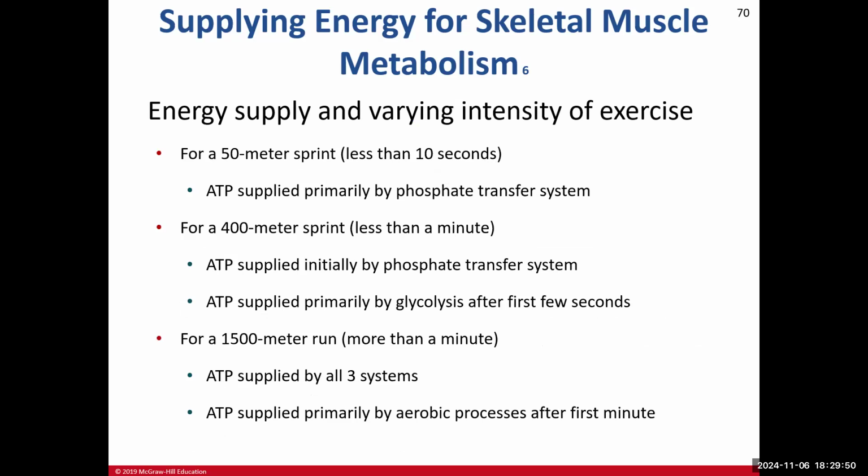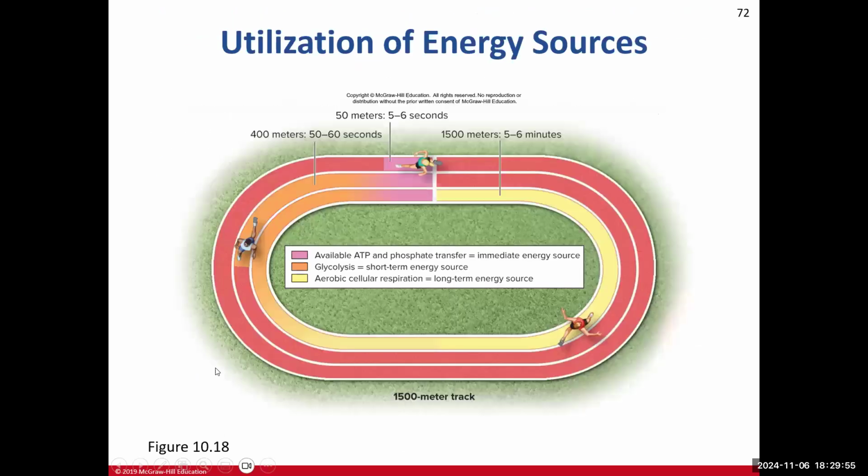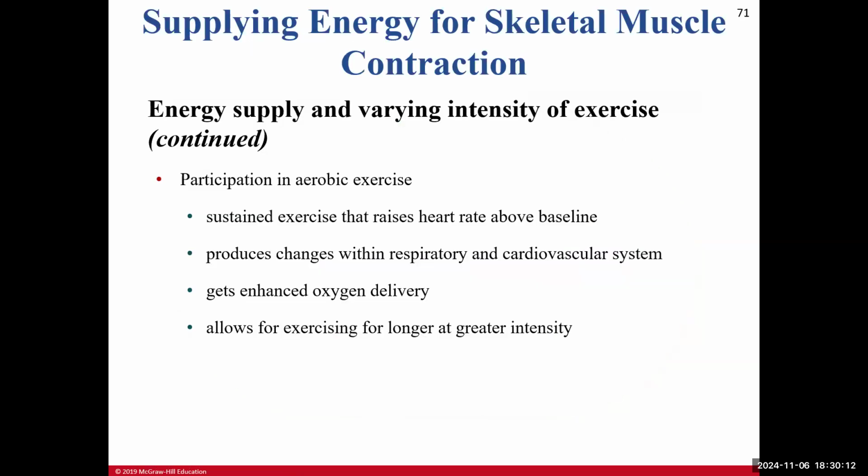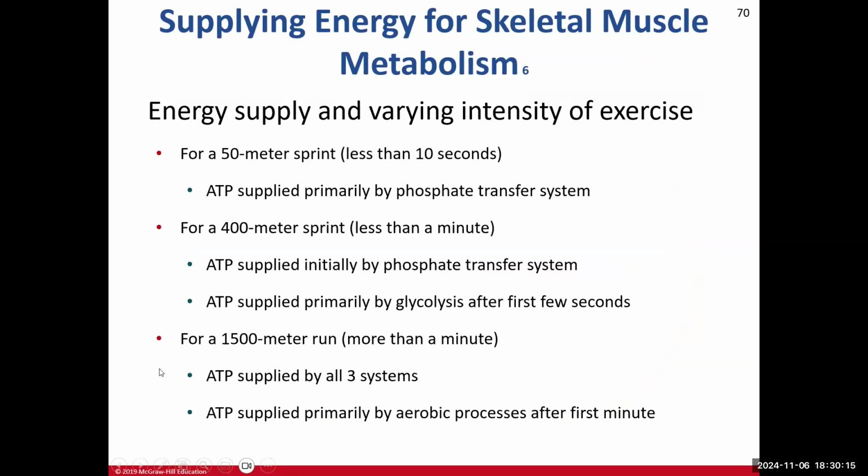So when we're looking at certain activities, the book likes to use these examples: the 50-meter sprint, the 400-meter sprint, and then the 1,500-meter run, which is like the mile run. Those different activities are going to utilize certain metabolic processes that we just talked about. For example, the 50-meter sprint is pretty short, less than 10 seconds. So we're primarily going to use the phosphate transfer system, the myokinase and the creatine kinase, because it's not going to last very long.